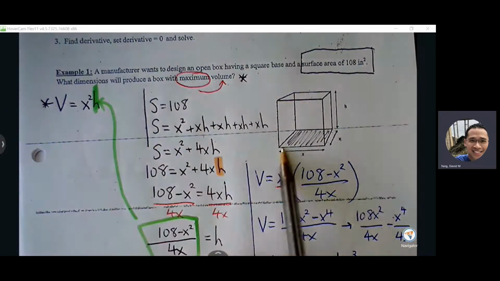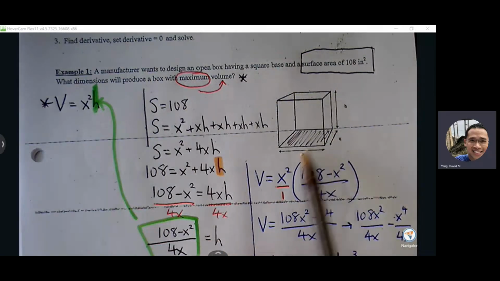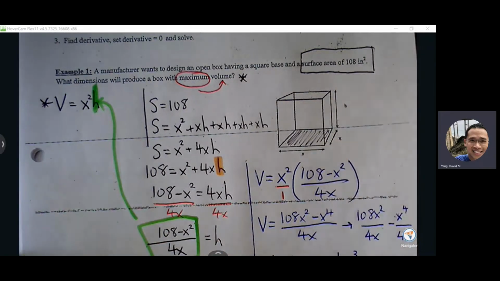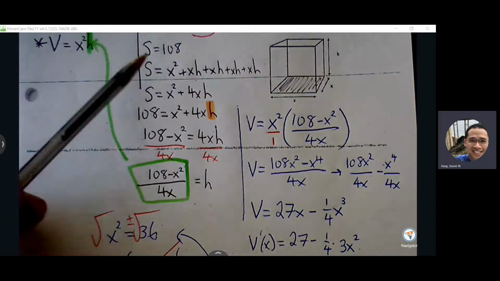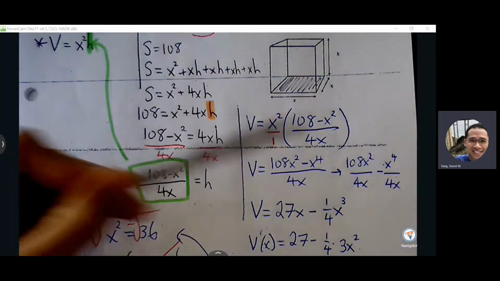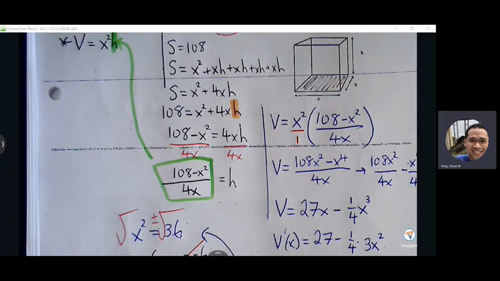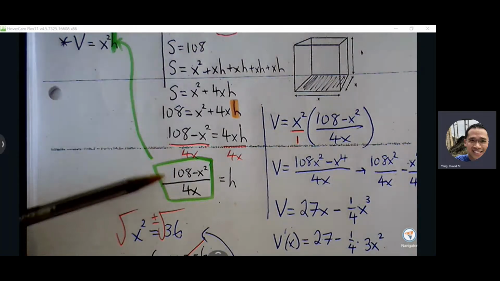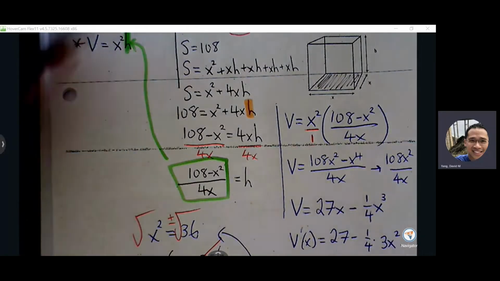So dimension is just width, length, and height. So we already have the x's, so we have length and width. So I just need to find height. Do we have a formula for height? Yeah. So you basically just have to go back and search for it, because along the way you have to make a substitution. So there's going to be a height equation that's waiting for you to use. So I have one here, 108 minus x squared over 4x.